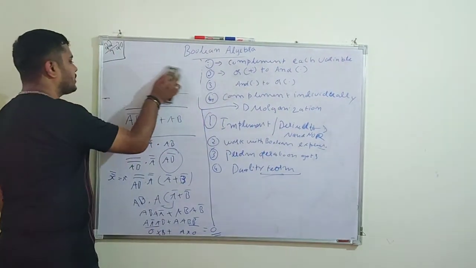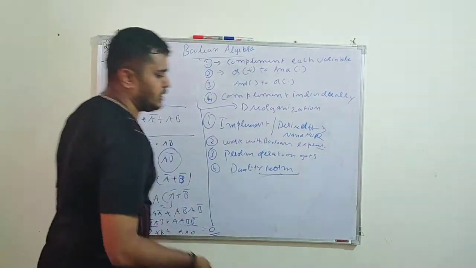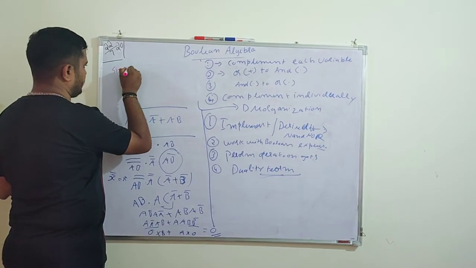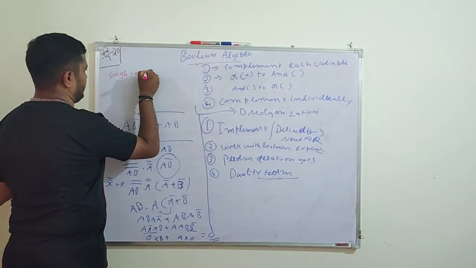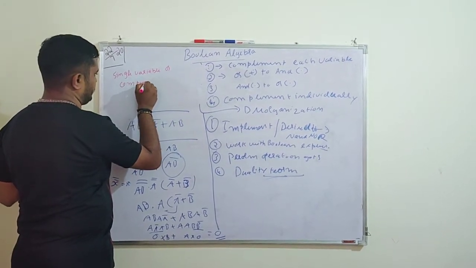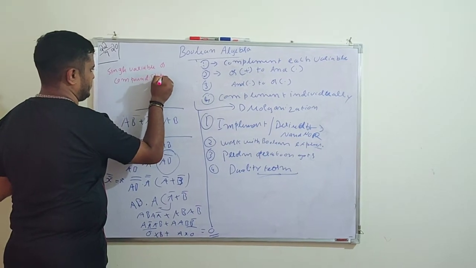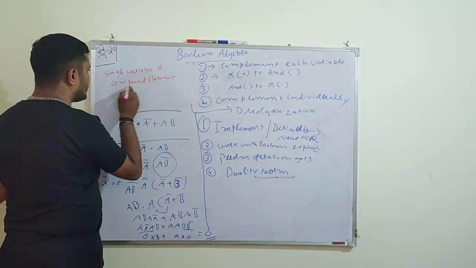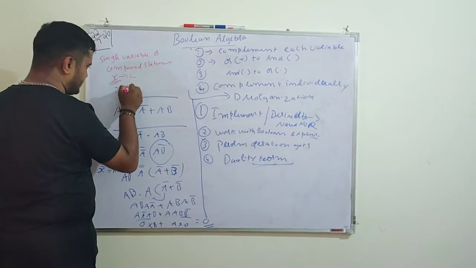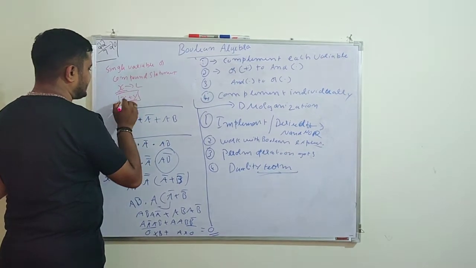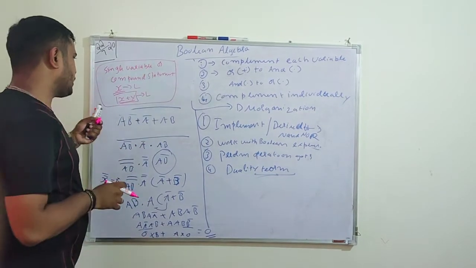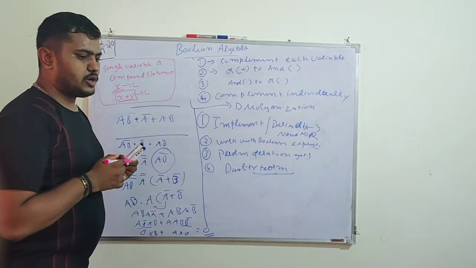Next we have a concept called a literal. So what is a literal? A literal is a single variable or a compound statement. X is a single statement, so we say it is a literal. X plus Y is a compound statement, a combination of both X and Y, and this is also a literal. Understood? A literal is a single statement or a compound statement.